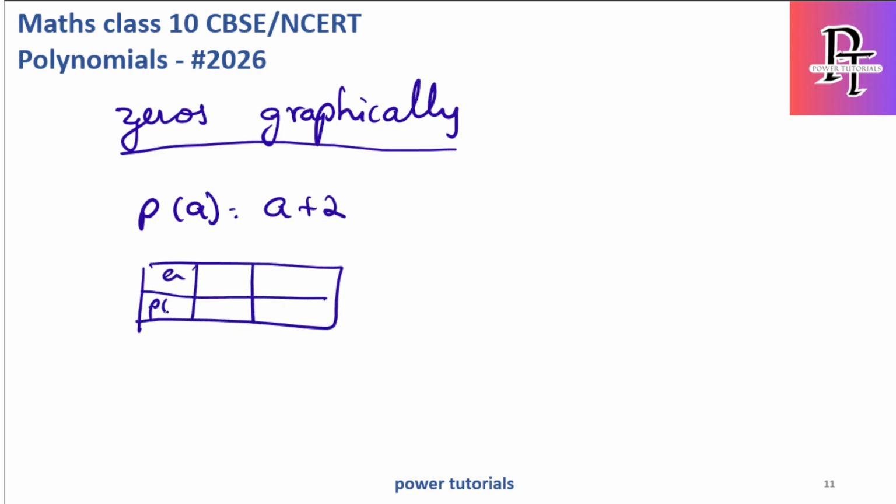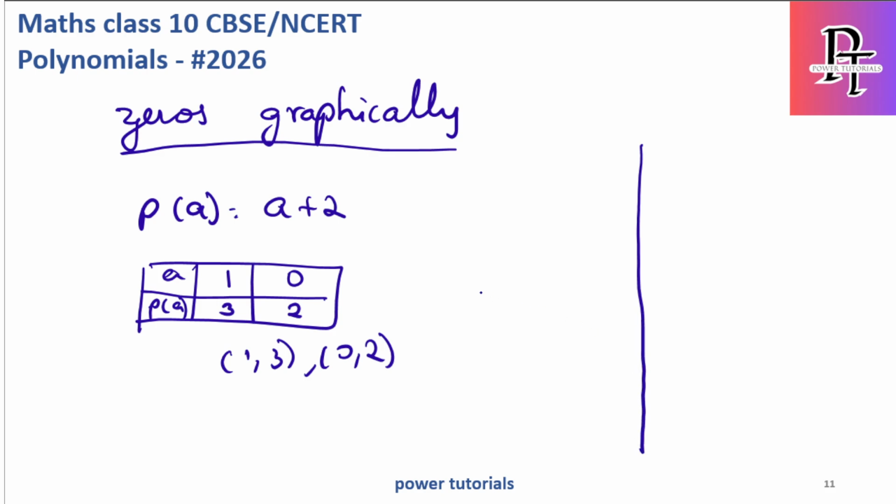a, p of a. If I substitute a as 1, I get p of a equal to 1 plus 2, which is 3. If I substitute a as 0, I'll get the value as 2. So I have 2 points which are 1 comma 3 and 0 comma 2. Using a graph sheet it's better to draw it, but as I'm doing this on slides I cannot use one. If you have a graph sheet at home, I suggest you try this graph on it. For a graph sheet you have two axes.